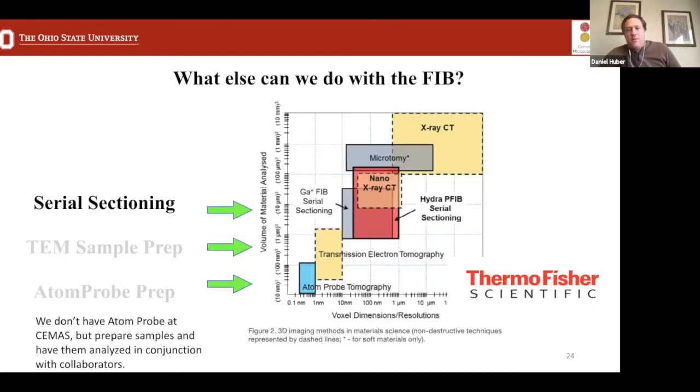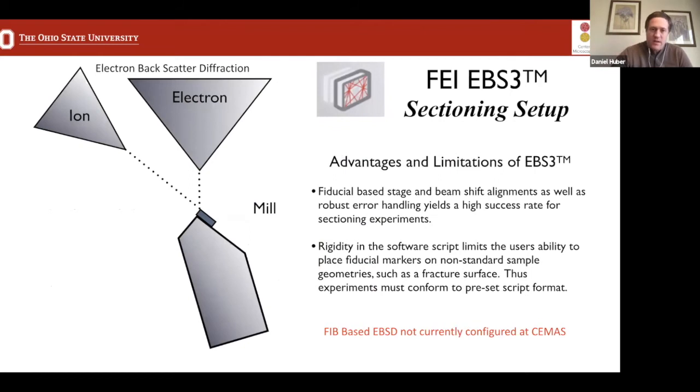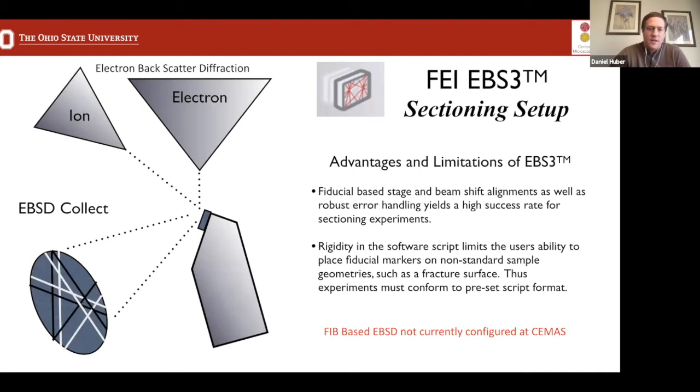So what else can we do in the FIB? We're really talking about serial sectioning today, and kind of excited about serial sectioning. I wanted to bring up something that I haven't done in quite a while, which is, I'm sorry, this is the electron backscatter diffraction and serial sectioning. So this is a technique where we are going to mill the sample, and then the sample actually rotates around, and then we can collect an EBSD pattern, and that's going to give us the grain orientations of all of the features inside of a microstructure.